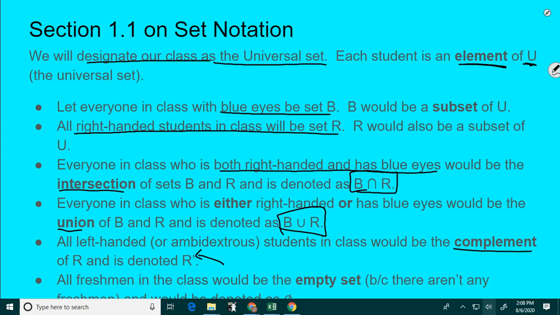Then the last thing, this is kind of cut off here, but all freshmen in the class, we call that the empty set, because there are no freshmen in this class, which there shouldn't be. The symbol for that looks like that. That's the empty set. So that's some of the terminology to start.